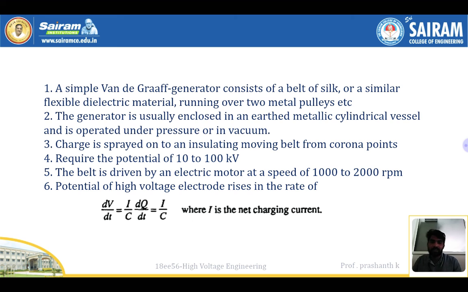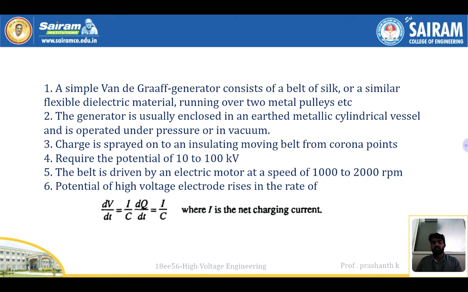A simple Van de Graaff generator consists of a belt of silk or a similar flexible dielectric material running over two metal pulleys. The generator is usually enclosed in an earthed metallic cylindrical vessel and is operated under pressure or in vacuum. Vacuum, air or gases are used for transmitting, I mean transferring the power, transferring the electrons.